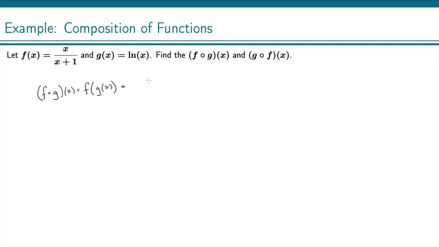So g of x over g of x plus 1. All we did here was take this g of x right here and plug it into those two spots. Now we can go ahead and plug in what g of x is. So g of x is natural log of x. So natural log of x over natural log of x plus 1. And that is f composed with g of x.